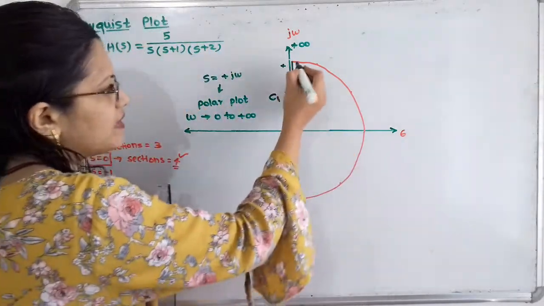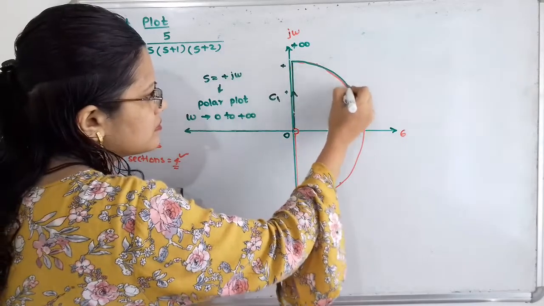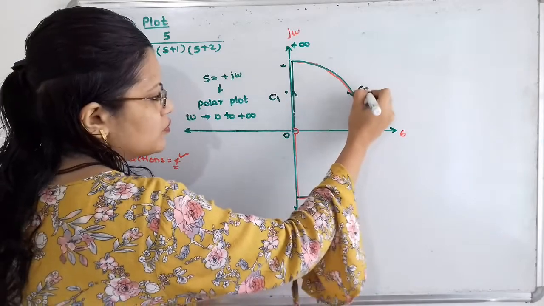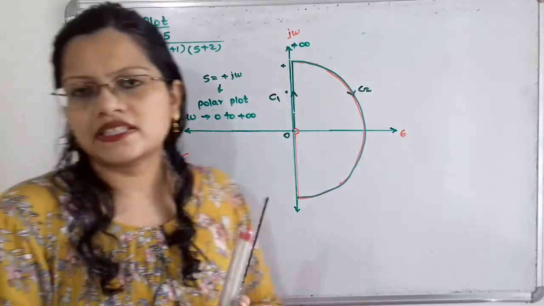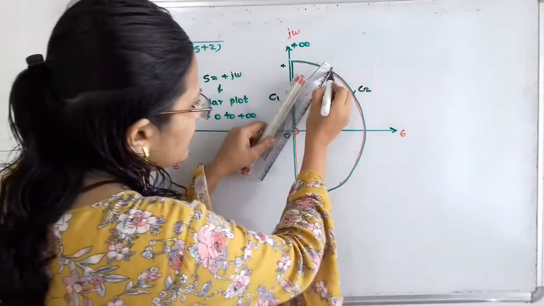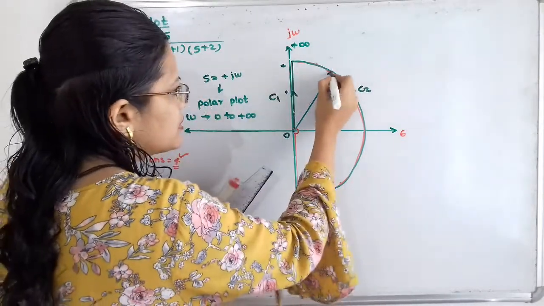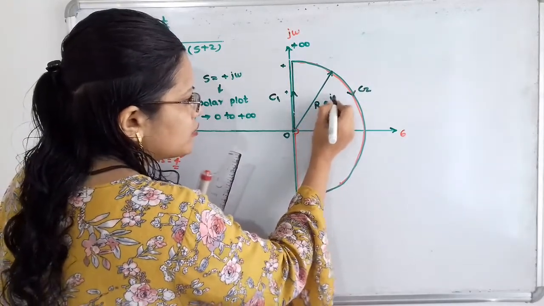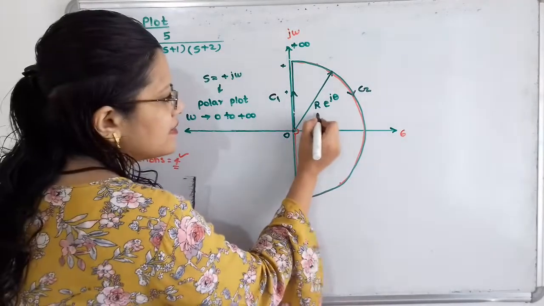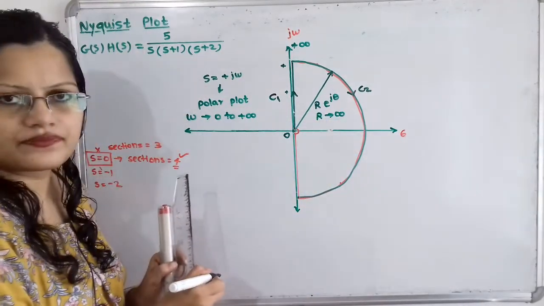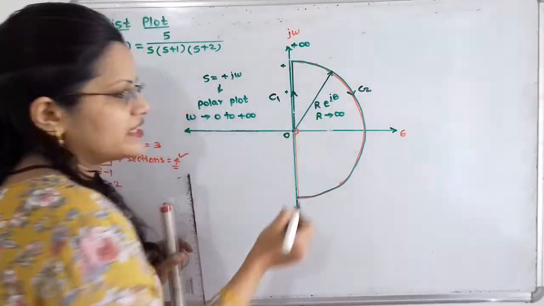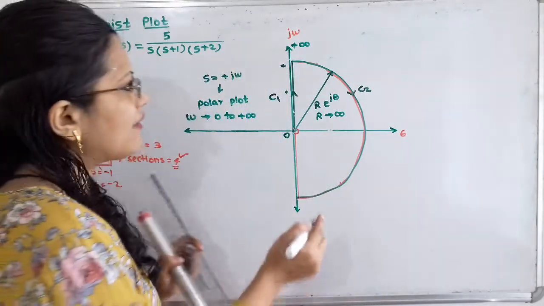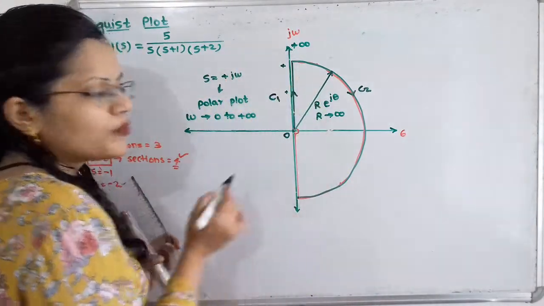So the next section I will highlight. This section we will call C2. Now how will we determine this section? If I draw one line passing from the origin, then this section is determined with capital R e raised to j theta, where R tends to infinity. Now this e raised to j theta is for the phase angle. So here theta will vary from plus pi by 2 to minus pi by 2.